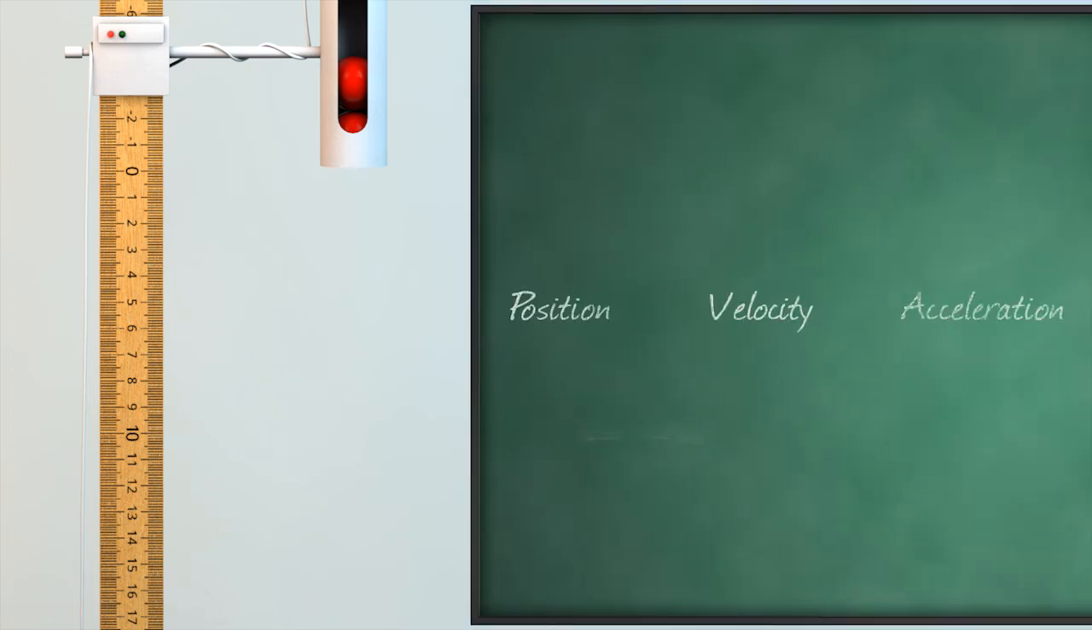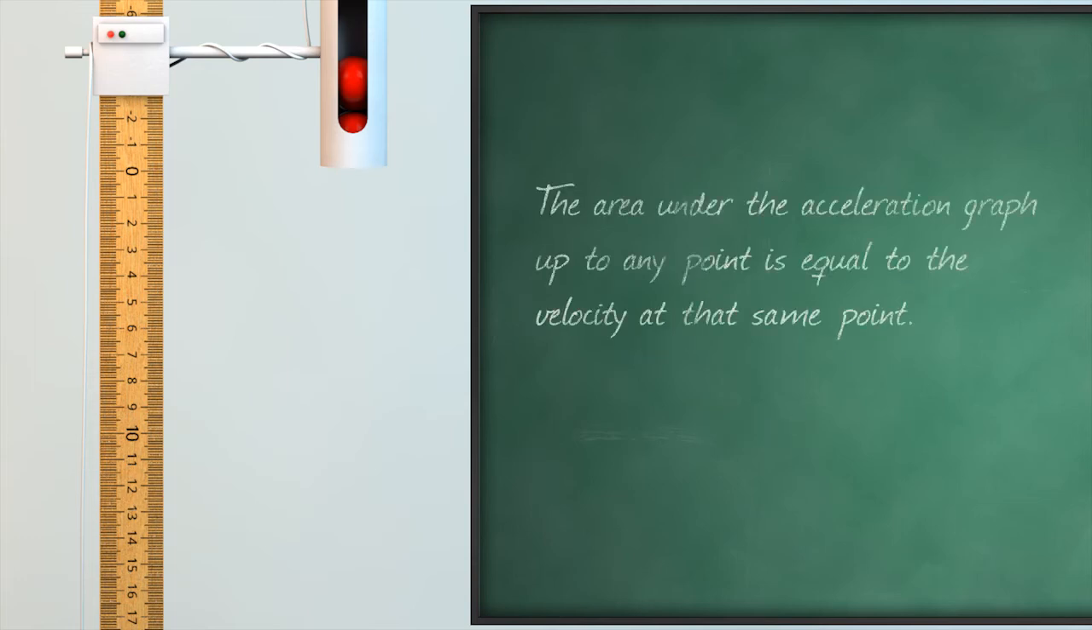To answer this, we can learn a new technique, similar to the slope method we learned before. This time, instead of going from position to velocity and velocity to acceleration, we will use the area trick to do the reverse. The trick is that the area under the acceleration graph up to any point is equal to the velocity at that same point. So let's try it out.